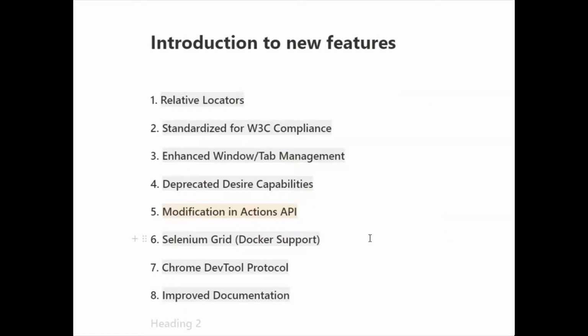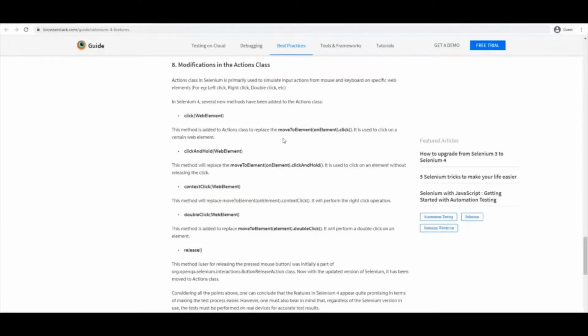The next feature is modifications in the Actions API. If we want to perform any action using the keyboard and mouse, then we use the Actions API. There is a bit of modification in this API as well. Let me show you this. Earlier, we used to use moveToElement and then click on that element. But now this is all replaced with the simple click method. The same goes with clickAndHold. We used to moveToElement, then clickAndHold. Now it is simply clickAndHold, and the same goes with other methods. So this is the modification done in the Actions API.